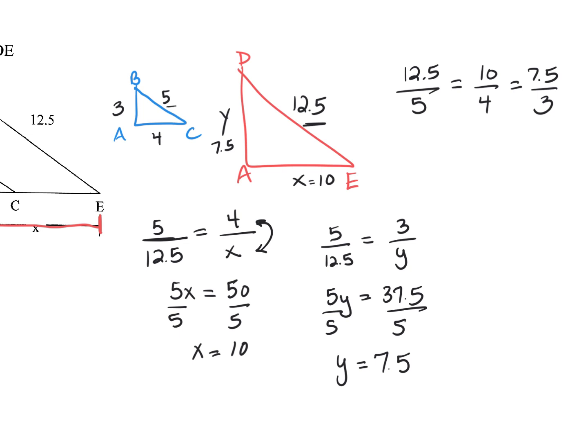When I do 12.5 divided by 5, I get 2.5. 10 divided by 4 is 2.5. And 7.5 divided by 3 is 2.5. So this is my scale factor. And since we were told initially that the triangles were similar, the scale factors do match.